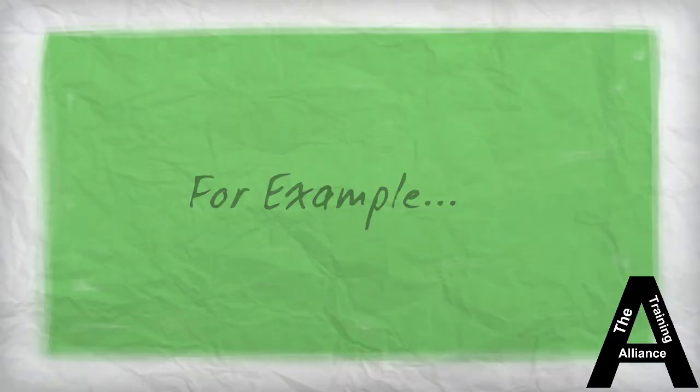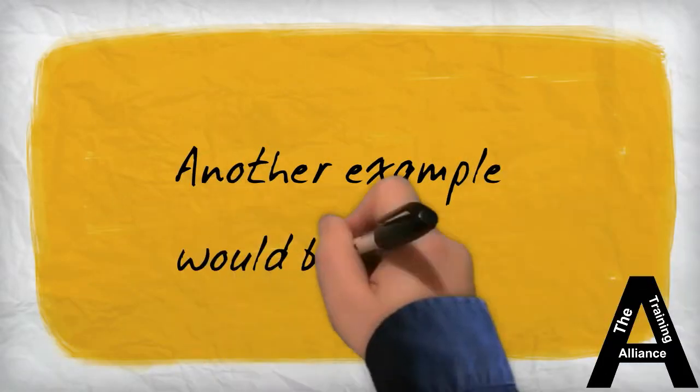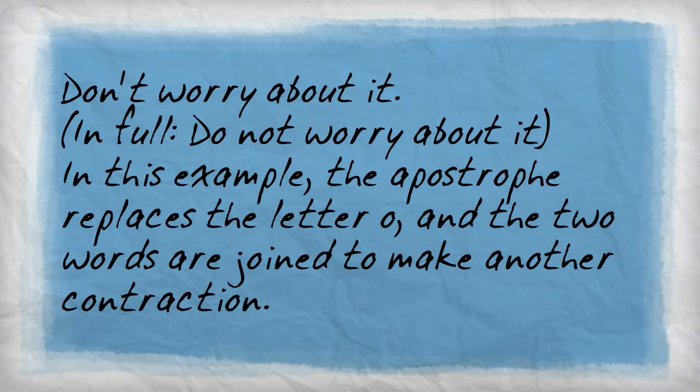For example, the weather's bad. Written in full, the weather is bad. In this example, the apostrophe replaces the letter I, and the 2 words are joined to make one. This new word is called a contraction. Another example would be, don't worry about it. In full, do not worry about it. In this example, the apostrophe replaces the letter O, and the 2 words are joined to make another contraction.